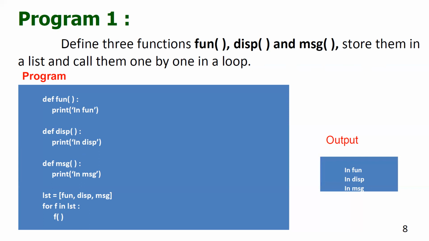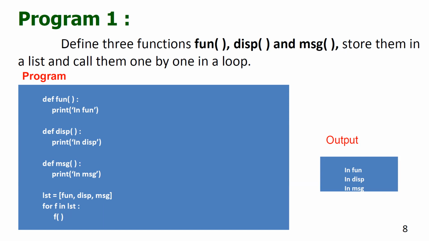Now we have to define three functions. Define fun and print "in fun", define display and print "in display", define message and print "in message". Now we have defined these three functions and we have to store them in a list. So simply we can define a list, lst equal to fun, display, message. Then what is the statement? We have to call them one by one in a loop.